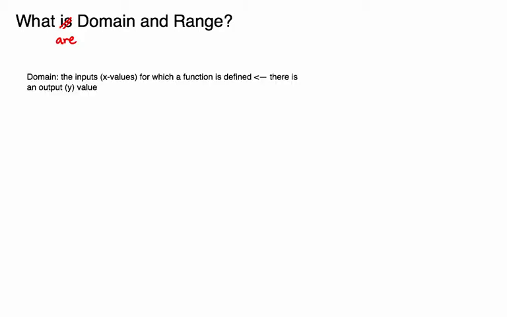The domain is the inputs, the x values that you can put into a function, so the inputs for which a function is defined. And by that I mean that there is some sort of an output, usually a y value as an output. The range is the possible output y values for that function.